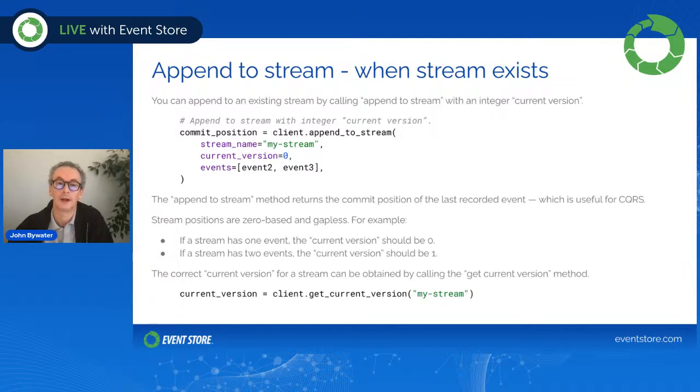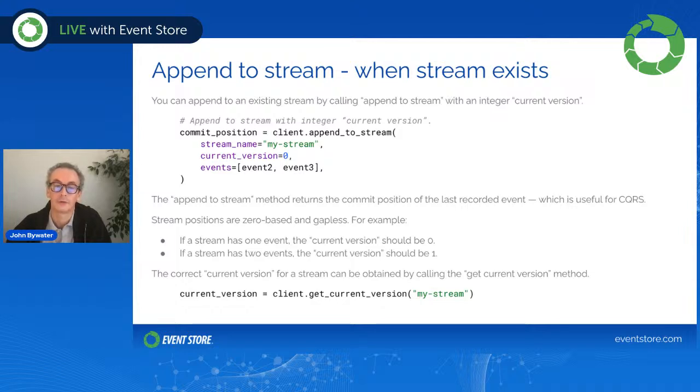So if we want to append an event to a stream when the stream exists, we have to do something very similar, but the current version has to be an integer, and the integer current version should be the stream position of the last recorded event in the database, which you can predict because the stream positions are zero-based and gapless. For example, if a stream has one event, the current version should be 0. If a stream has 2 events, the current version should be 1, and so on.